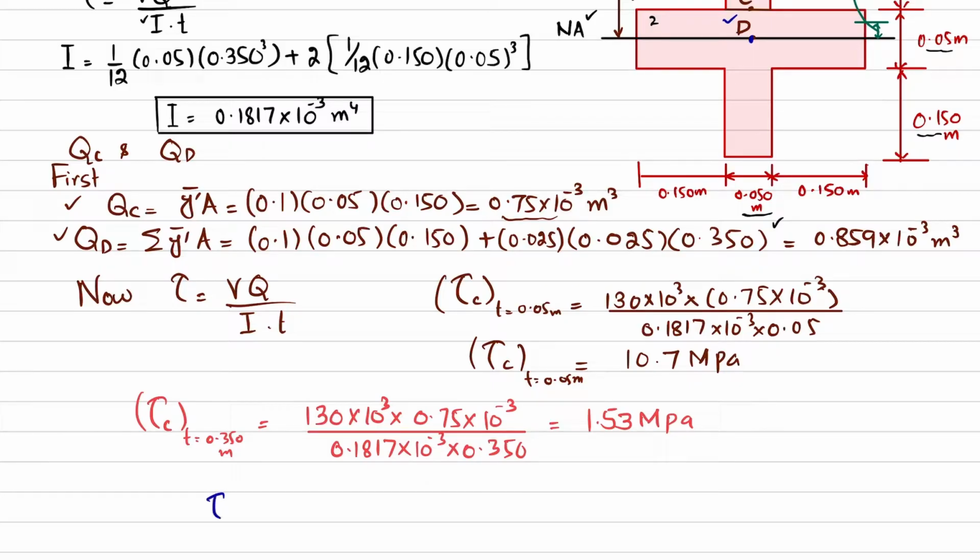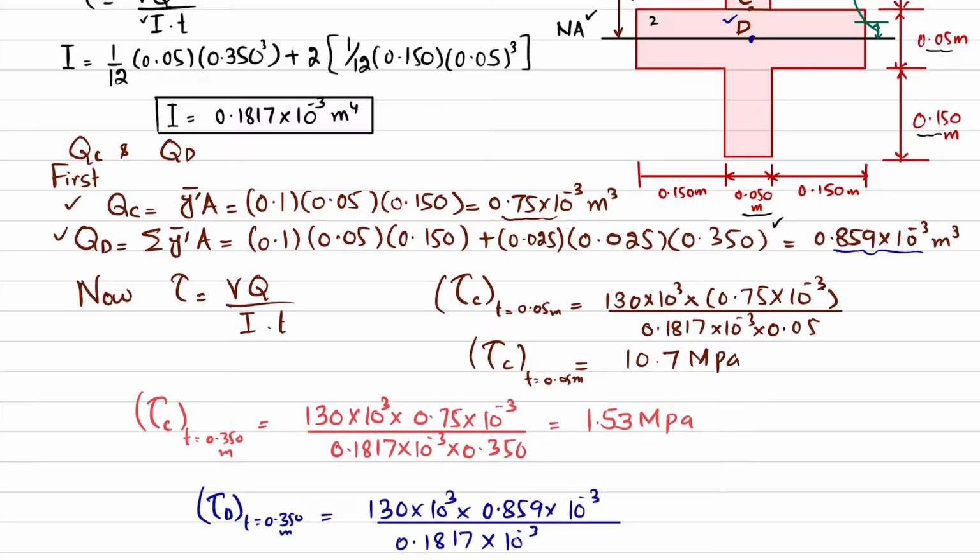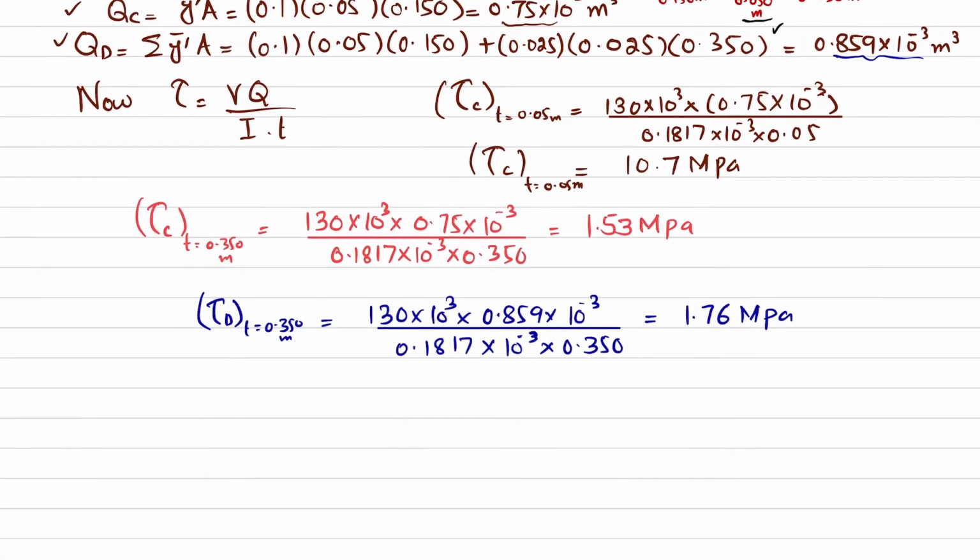Okay, now we will move to find the shear stress at this point D. So shear stress at point D, thickness at point D is 0.350 meter. So it will be again V, which is 130 into 10 raised to power 3, that is QD. Now QD will be this one, 0.859 into 10 raised to power minus 3, divided by I, which is 0.1817 into 10 raised to power minus 3, into T, which is 0.350. So when you solve this, you will get the value 1.76 megapascal.